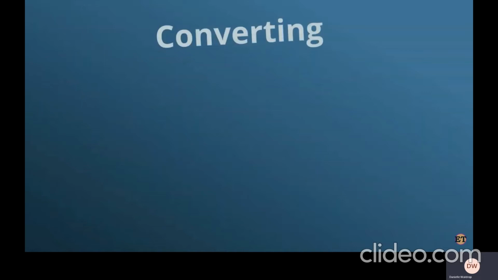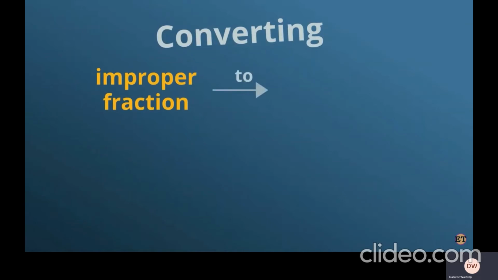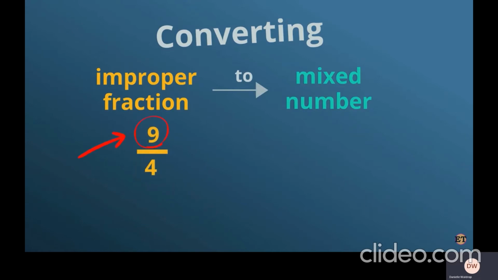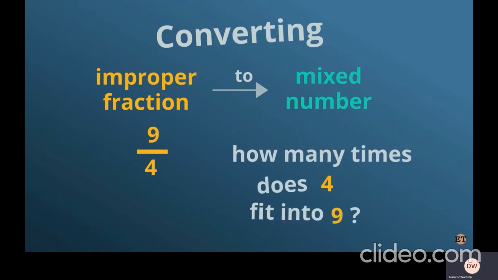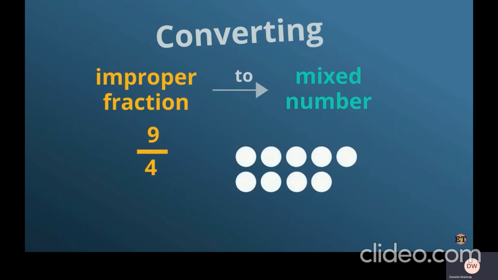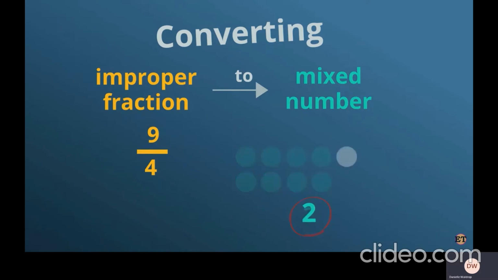Now let's look at going back the other way, converting an improper fraction to a mixed number. To help you understand the process, we'll use the improper fraction 9/4. First, we must work out how many times the denominator fits into the numerator. That is, how many times does 4 fit into 9? We can see that 4 fits into 9 once, twice. It fits in 2 times. This becomes the whole of our mixed number.